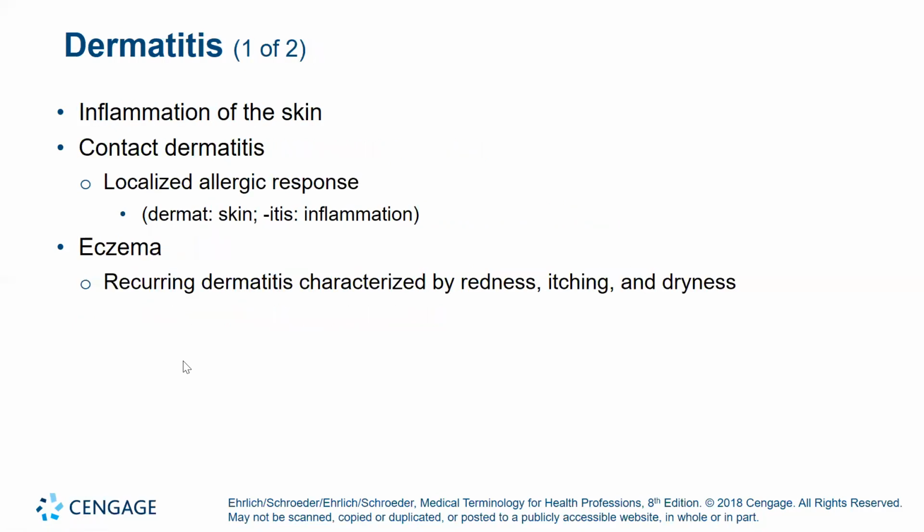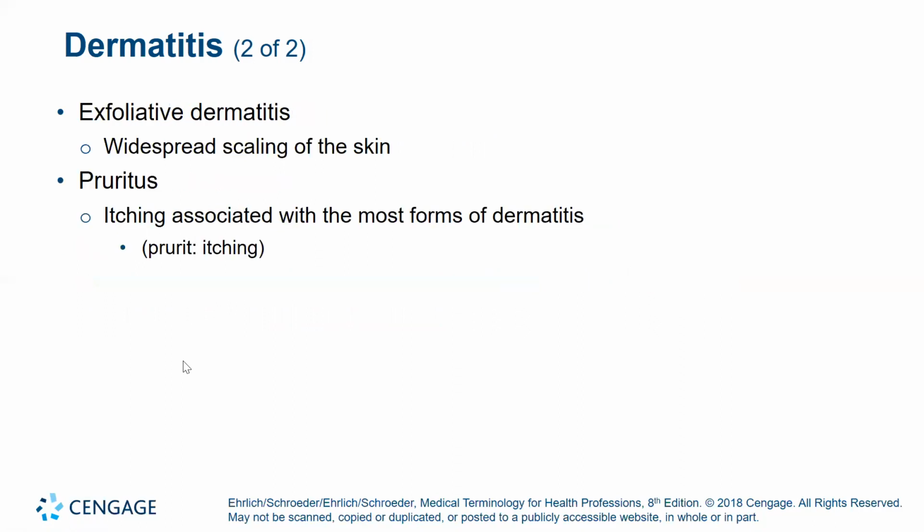Let's take a look at the next term we have, dermatitis. Dermatitis is inflammation of the skin. Itis is inflammation, derma is skin. We have eczema. This is recurrent dermatitis, characterized by redness, itching, and dryness. We have exfoliative dermatitis. This is a widespread scaling of the skin.